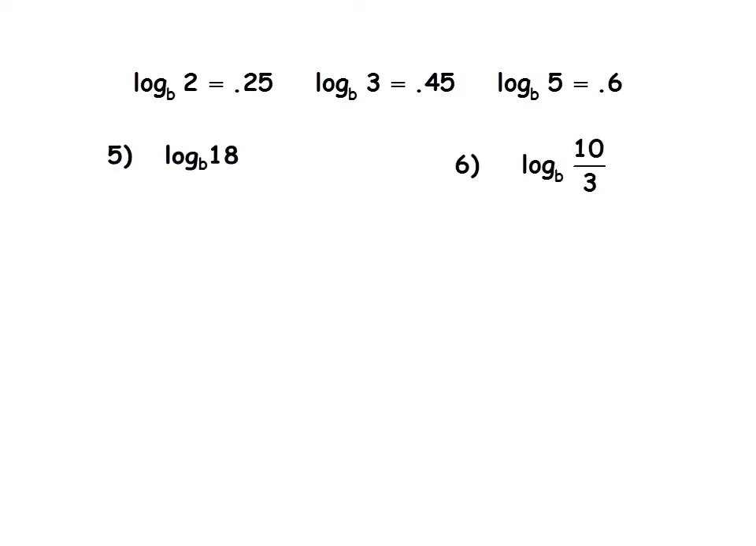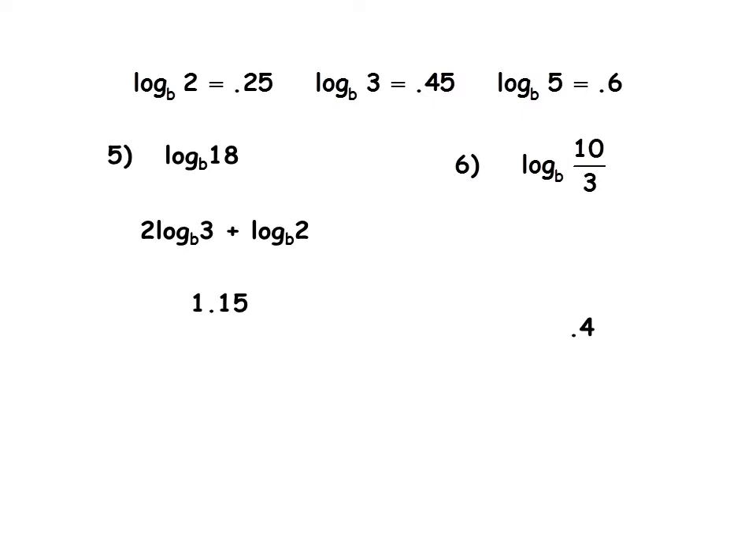All right, go ahead and try these two and see how you do. All right, the log b of 18 is 1.15, and the log b of 10 divided by 3 is 0.4. You can break the number 18 down into 2 times the log b of 3, because this would be 3 squared, which is 9, plus log b of 2. 9 times 2 is 18.